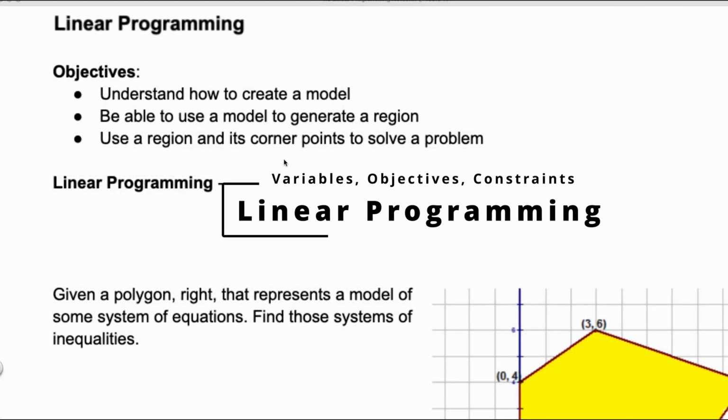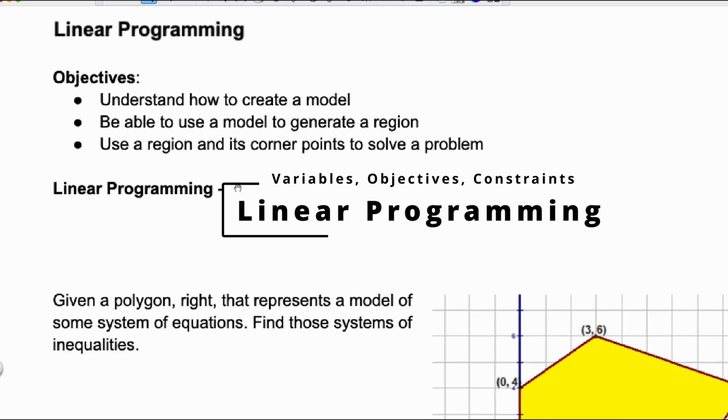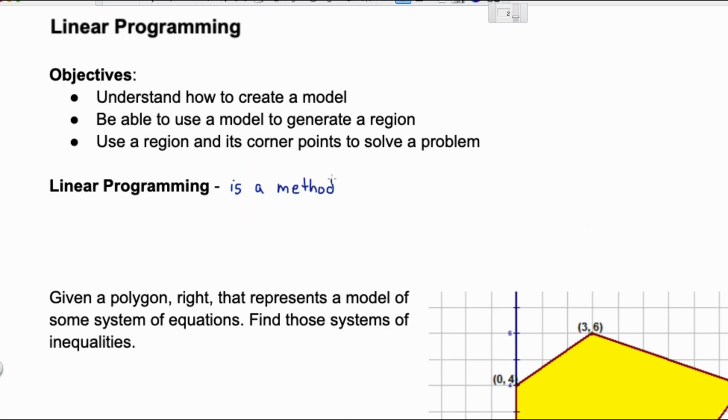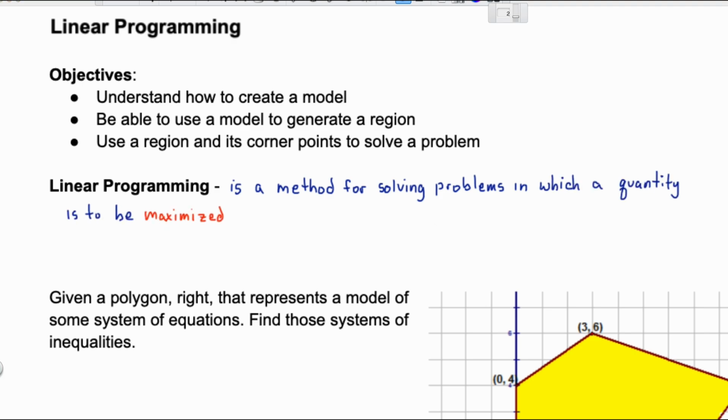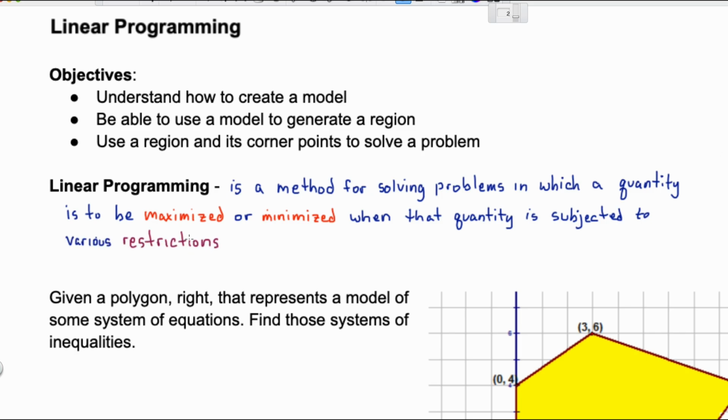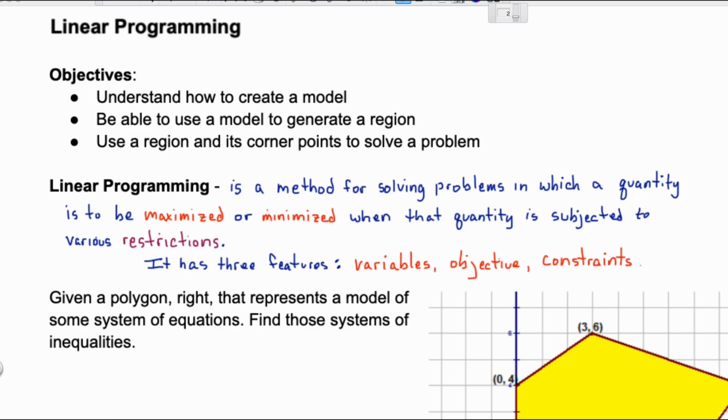Linear programming: variables, objectives, constraints. Today we are going to use our understanding of linear inequalities to create a model, come up with a bounded region, and then use some sort of objective function in order to maximize or minimize one of the solutions inside that bounded region. So here I have linear programming defined, and it has three features: variables, objectives, and constraints.